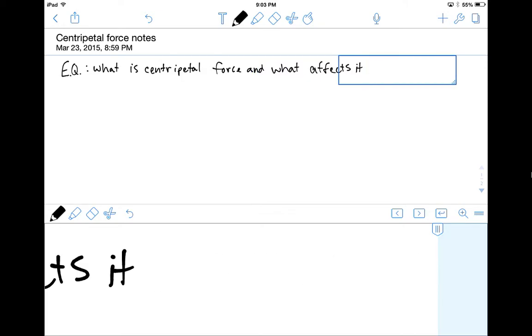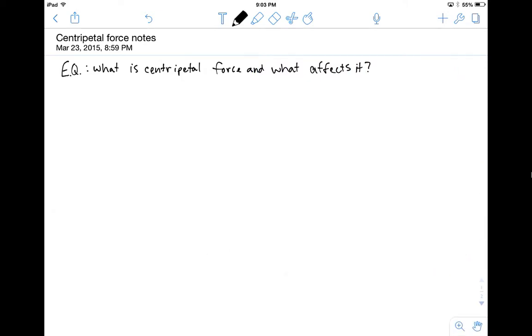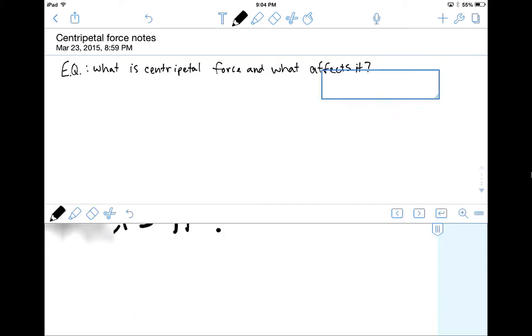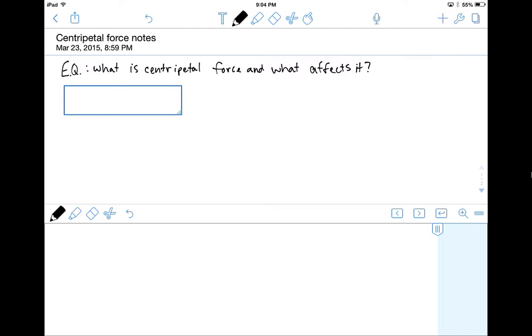So we've seen in our different lab experiments we've done that we know there's some stuff that affects it. We know the radius of the circle affects it. We know the mass affects it. We're also going to see that velocity affects it, but we're going to see an equation for centripetal force that's going to help us see exactly how those things affect the force itself. So first, let's go ahead and answer this question. What is centripetal force? And we've answered this before, but I think it's worth writing it one more time on a set of notes, okay?